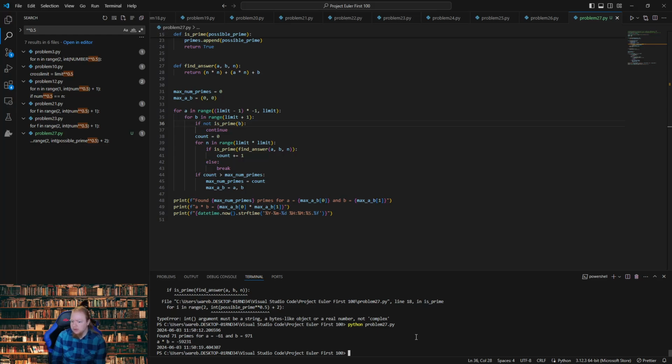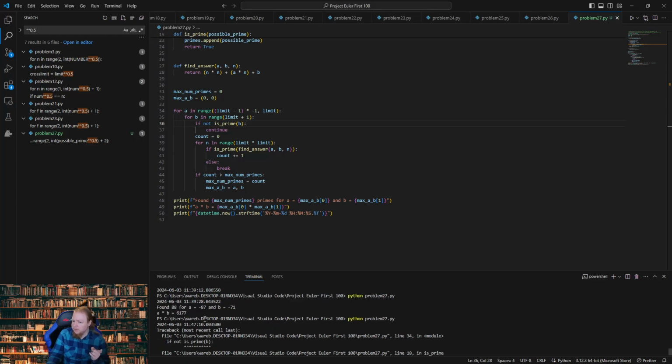Okay, so 71 primes for a equals negative 61 and b equals 971. A times b is negative 59231, and we processed in 7 seconds, which is well under our minute mark. Let's check this answer. This answer is very different from our previous answer of finding 88 for b equals negative 71. A negative 71, not a prime number, so that is clearly wrong.